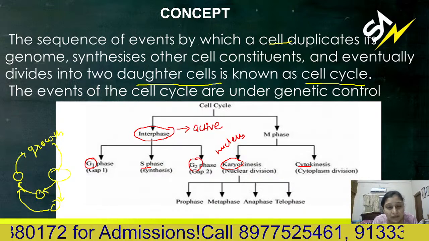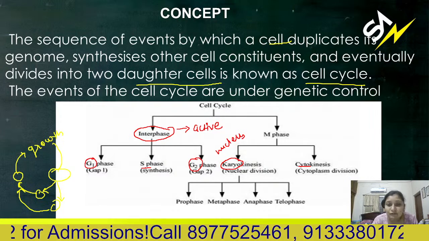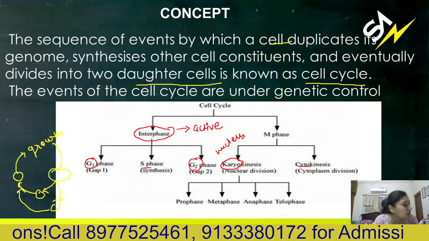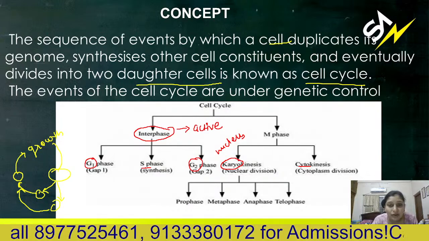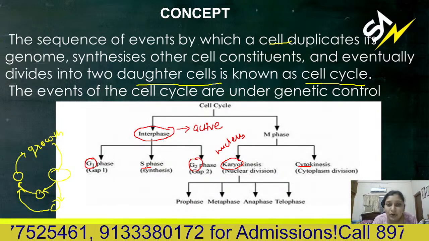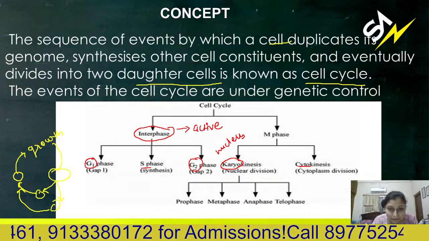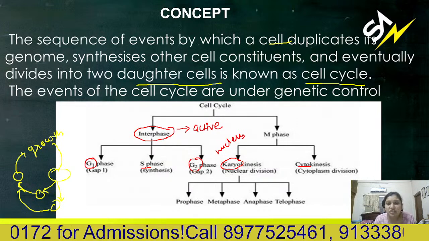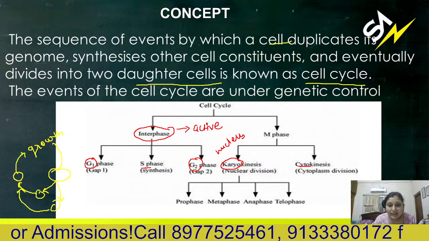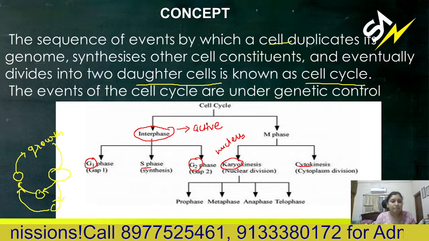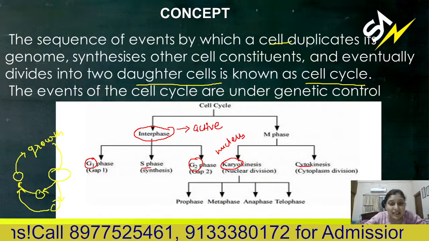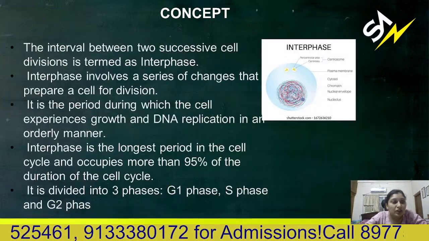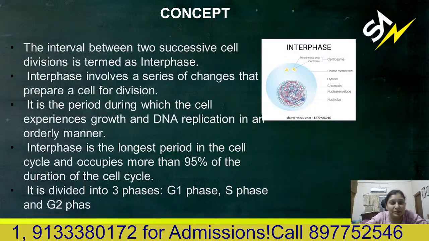See, I have told you previously that during cell division, you need to give away all the organelles in equal quantity to both the cells. That doesn't mean a cell will give away its own organelles, otherwise the cell will die. So it will synthesize, it will duplicate new ones to make them new. So the first step is interphase.